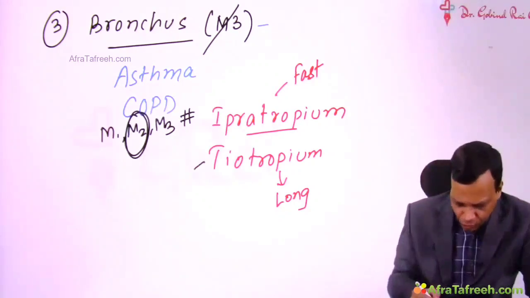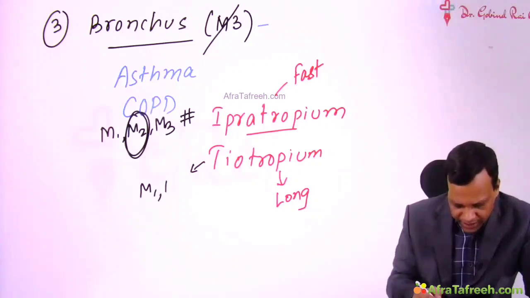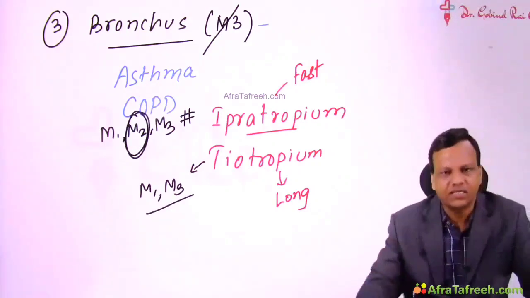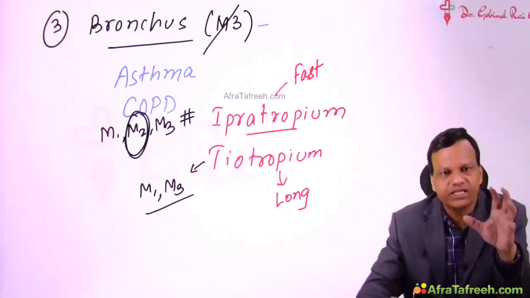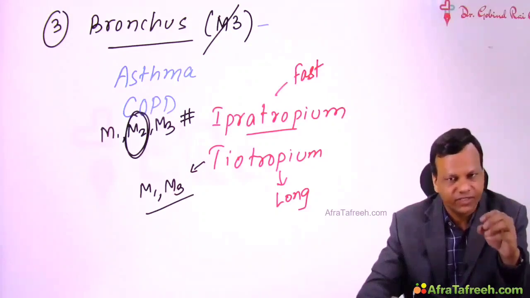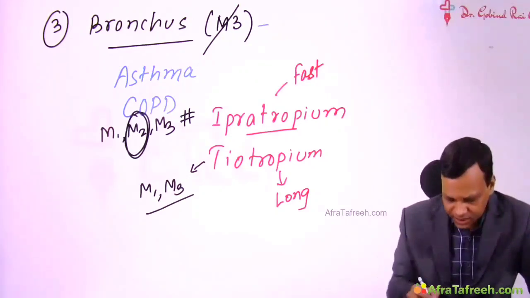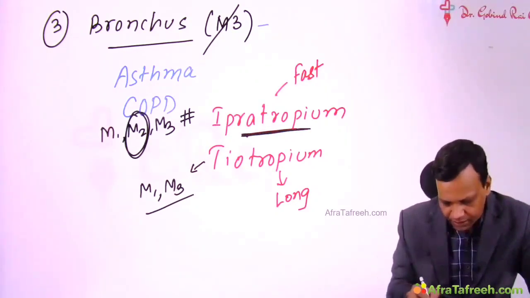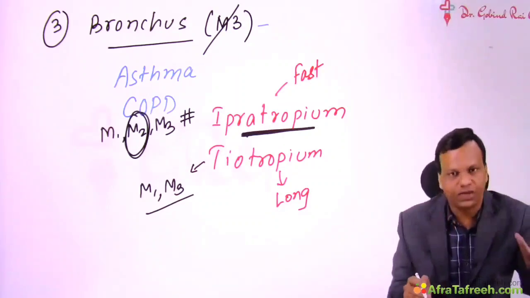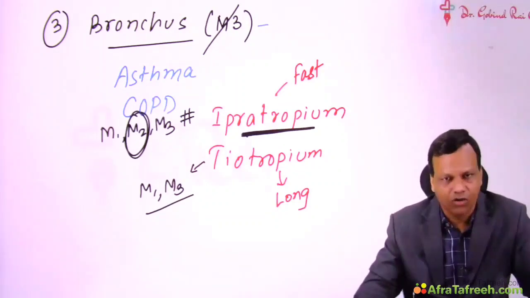On the other hand, tiotropium does not block M2. It is selective for M1 and M3. So tiotropium has negligible risk of causing tachycardia. Okay? And from the name you can remember these drugs contain atropine in the name. Ipratropium. Tropium means atropine. Atropine-like drugs, muscarinic blockers.